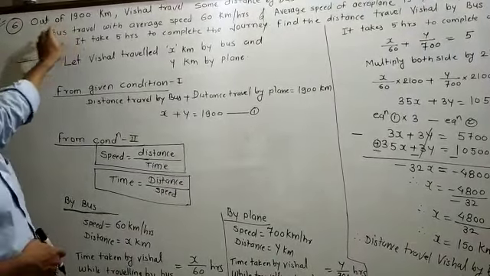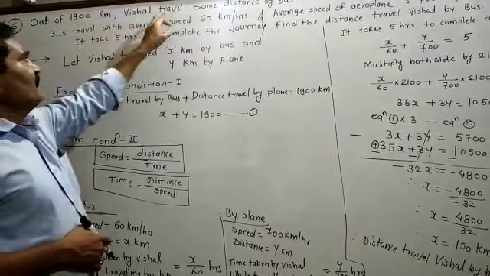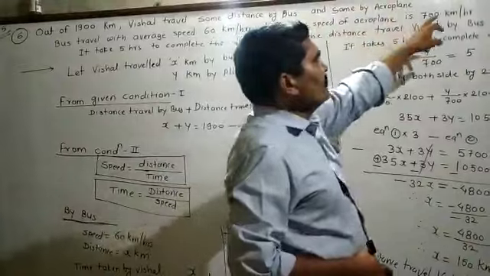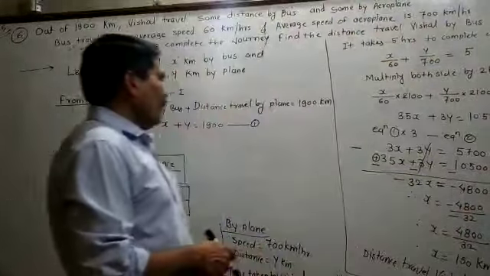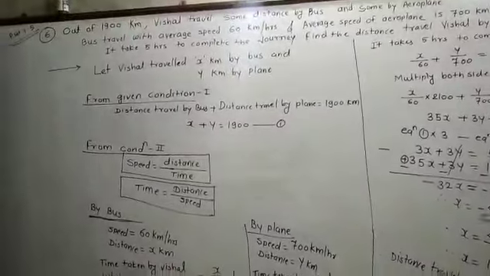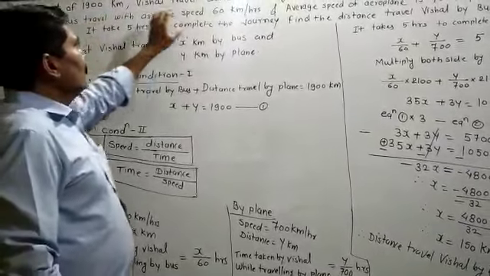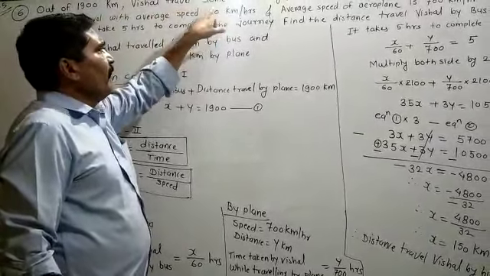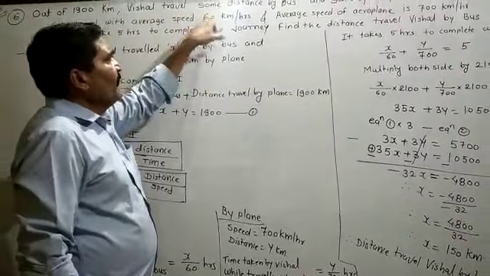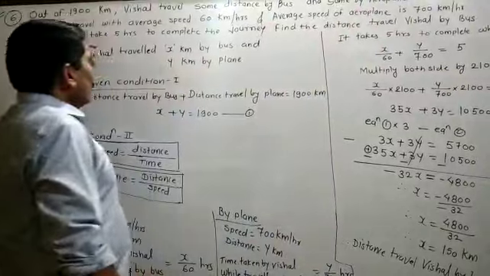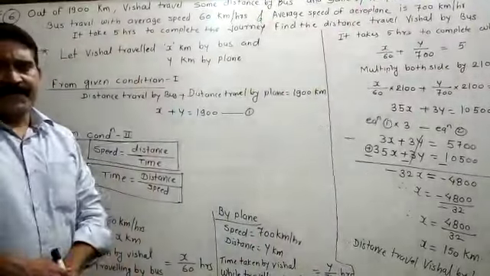Bus travels with the average speed of 60 km per hour and aeroplane travels with average speed of 700 km per hour. From that you have to prepare the second condition. We have the condition that the average speed by bus is 60 km per hour and the average speed of the plane is 700 km per hour. It requires 5 hours to complete the journey.